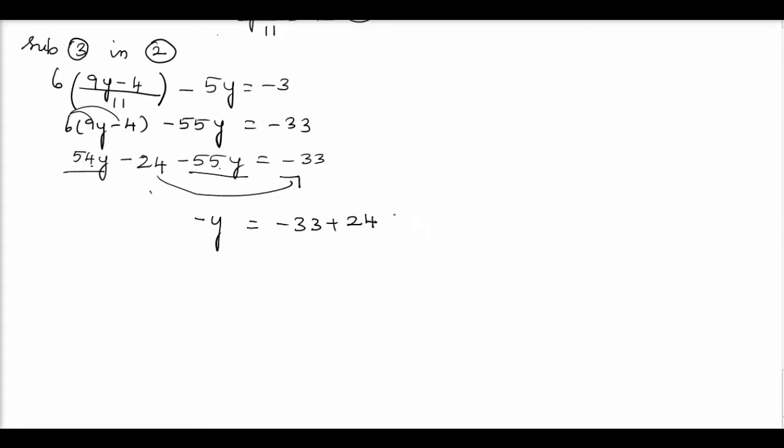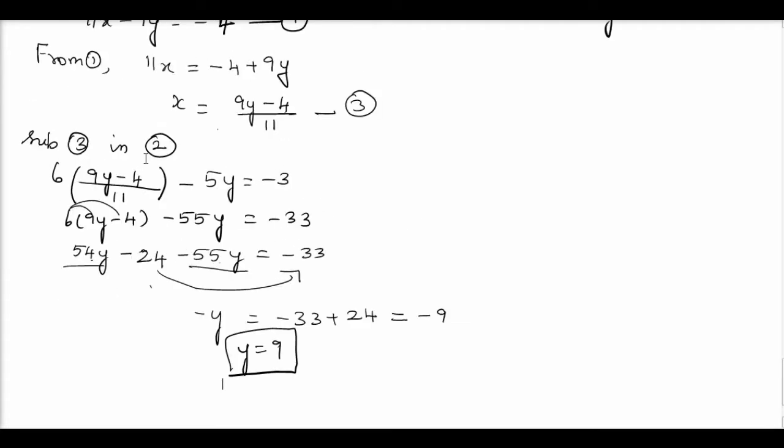So I get this to be minus 9. Therefore y equal 9. So we have got the denominator as y equal 9. Now let me substitute this y equal to 9 in the third equation, so that we will get the value of x.